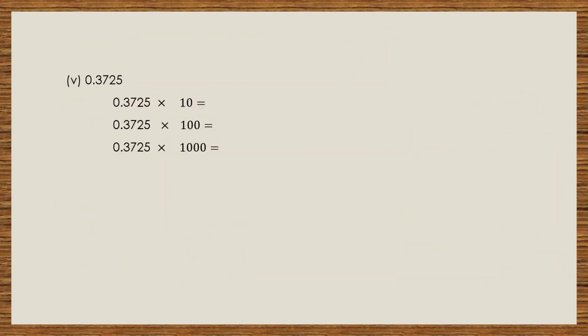Question 5. 0.3725 into 10. Point moves one place, so it becomes 3.725. Two zeros, two places, 1, 2, and the point comes here. So it is 37.25. Three places, so 1, 2, 3. So the point comes here between 2 and 5. So it is 372.5.